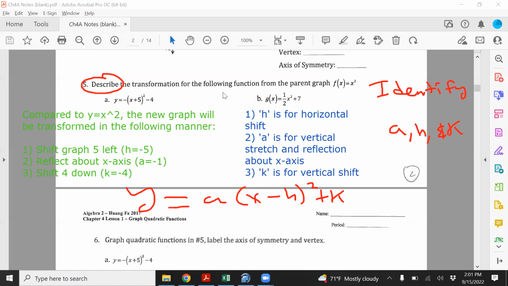Then after you add the 5 and square it, what's the next thing we do? We multiply by -1. That -1 on the outside, that's A. That's responsible for reflecting the graph about the x-axis. I want you to say that second. The last thing that happens is the -4 on the outside. That's responsible for moving the graph up or down. I want you to say that last.